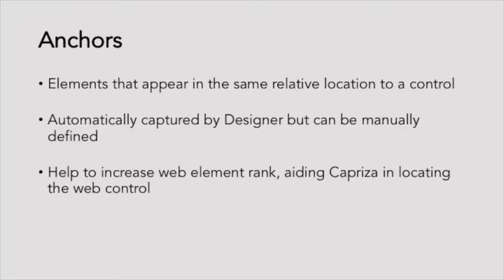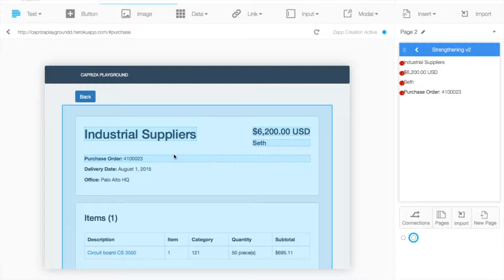Anchors are elements that always or often appear in the same relative location to a control and can help Capriza more easily locate that control on the web page. Capriza automatically adds anchors as you grab certain controls, and anchors can also be added manually to help increase the web element ranking. The most common reason for using anchors when strengthening is dynamic text.